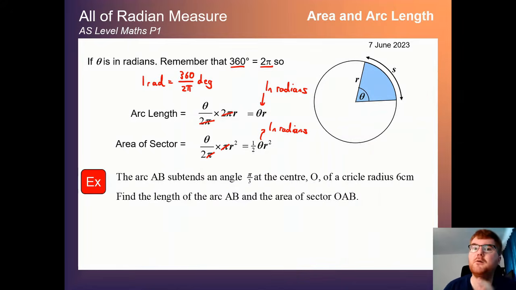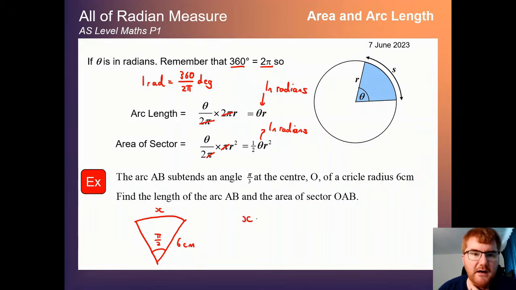So if I give you a couple of questions just to warm up, and then we're going to look at some exam questions. So the arc AB subtends an angle pi over 3 at the center of a circle radius 6 centimeters. So let me just draw this out like so. So we have pi over 3, and we have a radius of 6 centimeters. Find the length of the arc, let's call that x, and then the area we'll do later.